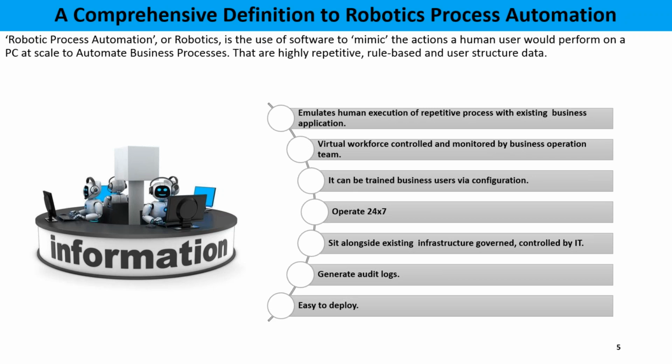The second one is rule based. Rule based in the sense that any kind of RPA tool, whether you call it Automation Anywhere, Blue Prism, UiPath, or WorkFusion, is not that efficient at taking decisions on its own.